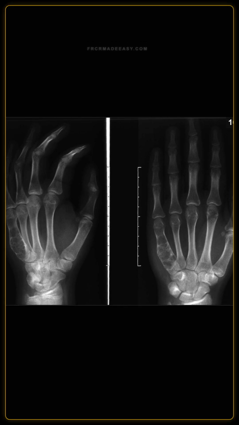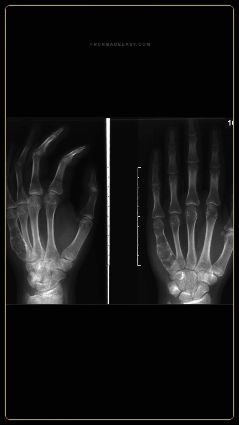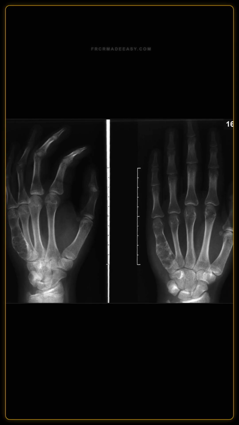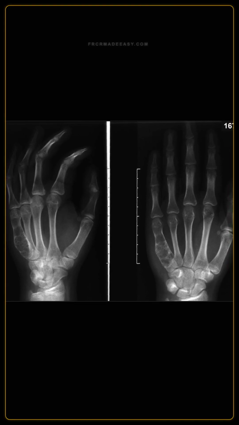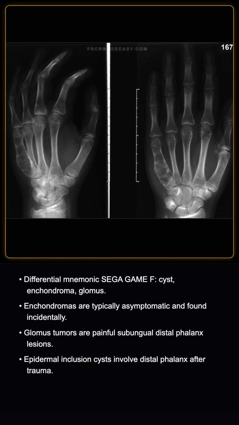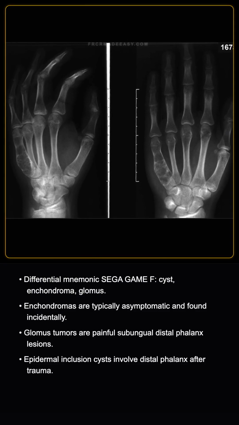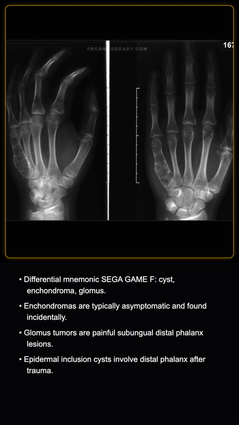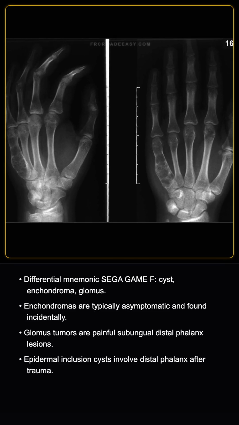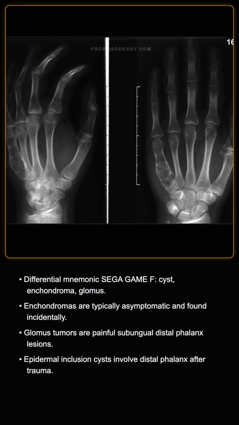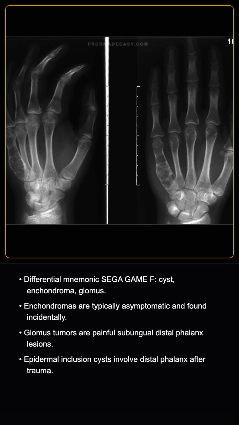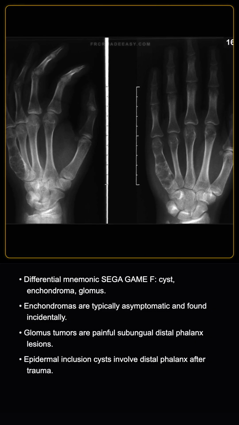What is the differential diagnosis for a lytic lesion within the digits, and which clinical features should we consider? Well, the differential diagnosis for a digital lytic lesion can be remembered by the mnemonic SEGA GAME F. This includes simple bone cyst, enchondroma, giant cell tumor of the tendon sheath, aneurysmal bone cyst, glomus tumor, osteomyelitis or abscess, metastasis or myeloma, epidermal inclusion cyst, and fibrous dysplasia.